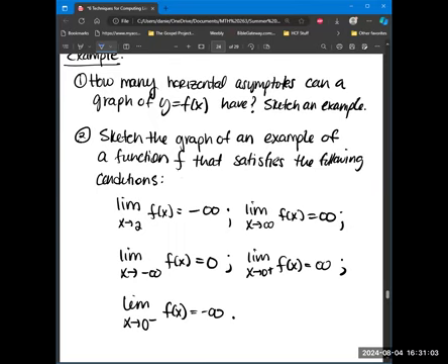How many horizontal asymptotes can the graph of y equals f of x have? At most it can have 2. And we've looked specifically at the example of arctangent. So y equals arctan of x has 2 HAs.